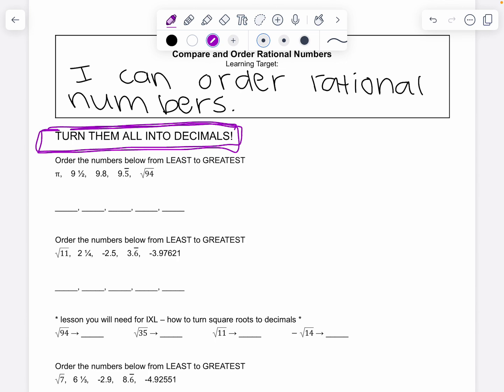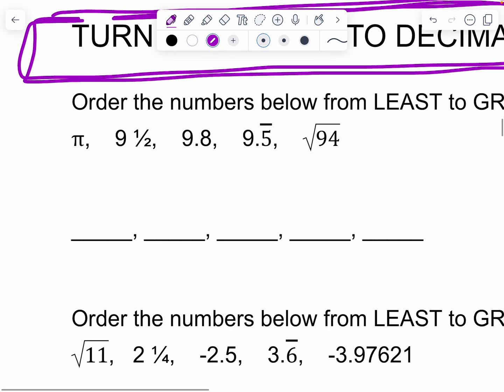So we're going to look at this first example, all the numbers they give us, and then let's turn them into decimals. So pi, we know, is 3.14. 9.5 is 9.5. 9.8 is already a decimal. 9.5 repeating, and then the square root of 94.